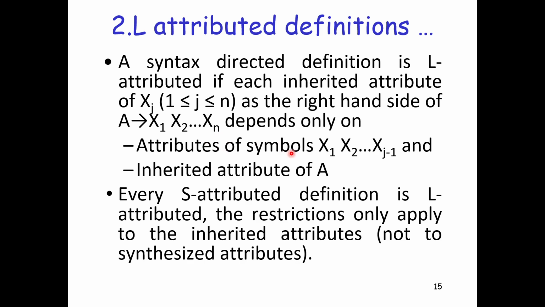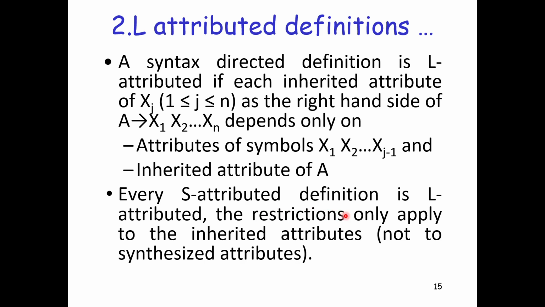They are the leftmost symbols of xj. If we are considering one of the children xj, then x1 till xj minus 1 is coming as the left child of the left siblings of xj. So this xj can inherit either from the left siblings, or it can inherit from the capital A. So the major thing is that an L attributed definition can get the value from its parent node or from its left sibling. That means no value can be computed from its right siblings.